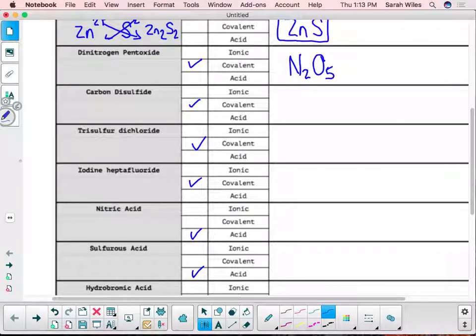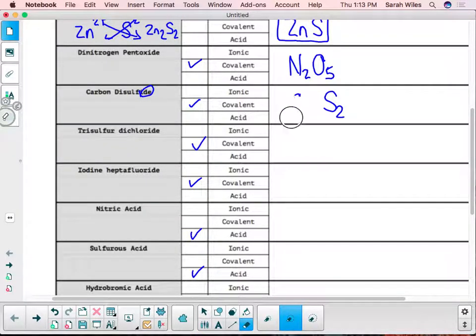Carbon disulfide. Sulfide, element, sulfur. You'll never have a polyatomic ion in a covalent bond, but I'm just reinforcing that. Sulfate, sulfite, sulfide, so that you can differentiate, okay? Carbon, no prefix. How many are there? 1. Sulfur, di. How many? 2.